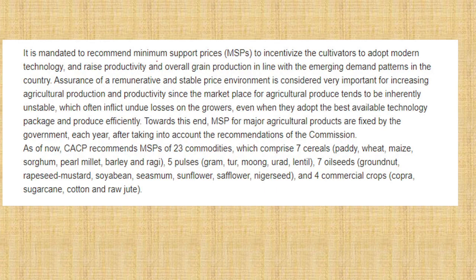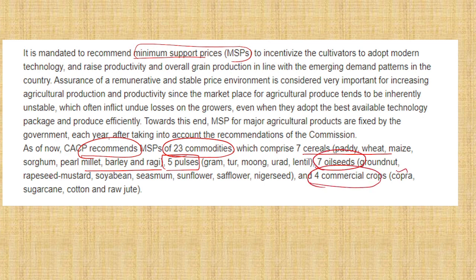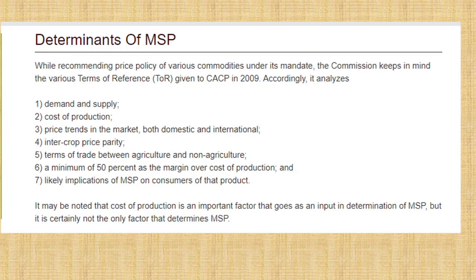Okay, next, see this minimum support price. So now here it is even more visible. Please look at it. This minimum support price is recommended for 23 commodities: 7 cereals, 5 pulses, 7 oil seeds, 4 commercial crops. Remember this. This was asked in the 2019 question paper. You can go check it. They have given the list of crops and asked for which MSP is given, and on the basis of what the MSP is determined.